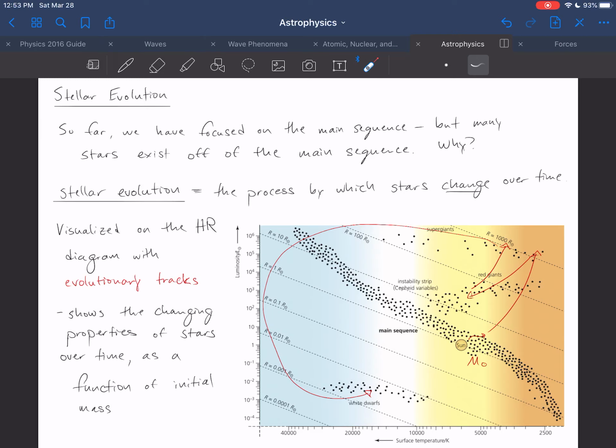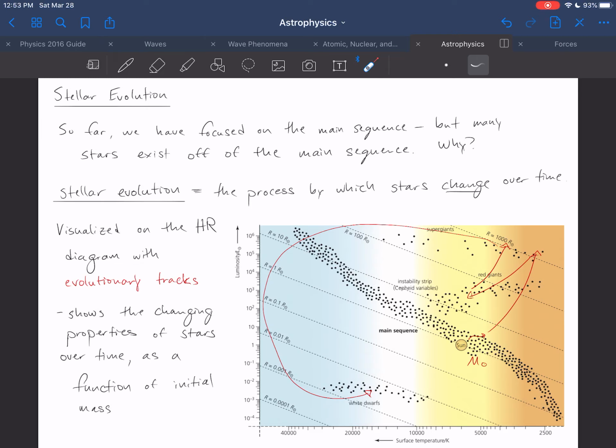So far, up to this point, we have focused on the main sequence, but many stars exist off of the main sequence. Why is that? The answer is due to what we call stellar evolution, which is the process by which stars change over time as time goes on.